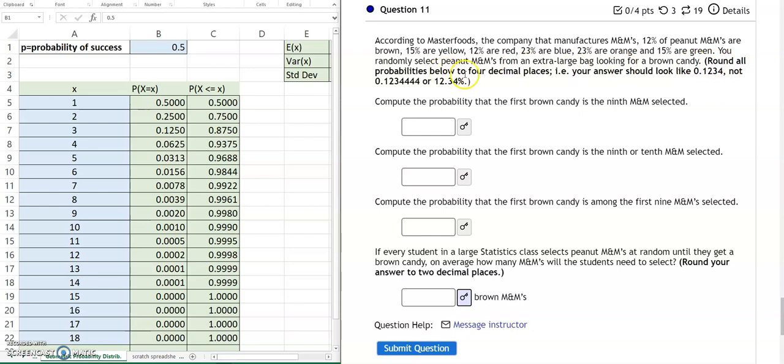Round all the probabilities below to 4 decimal places, i.e. your answer should look like 0.1234, not a much longer answer, or 12.34%.